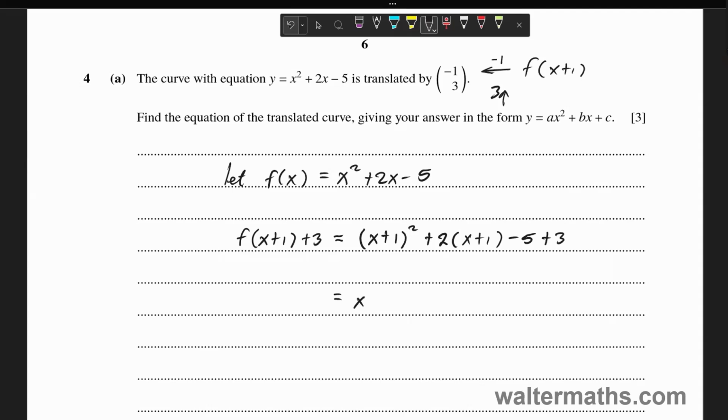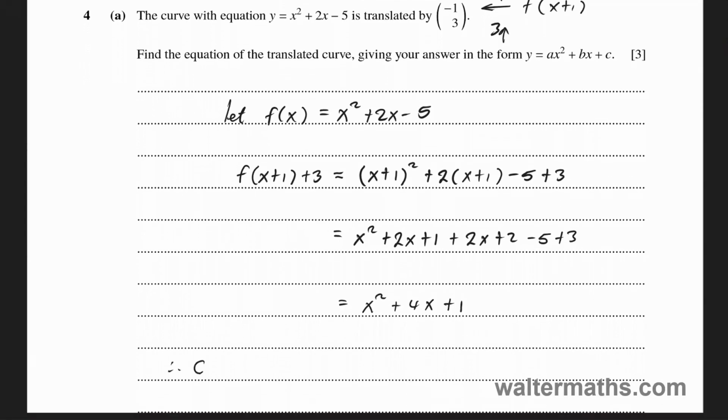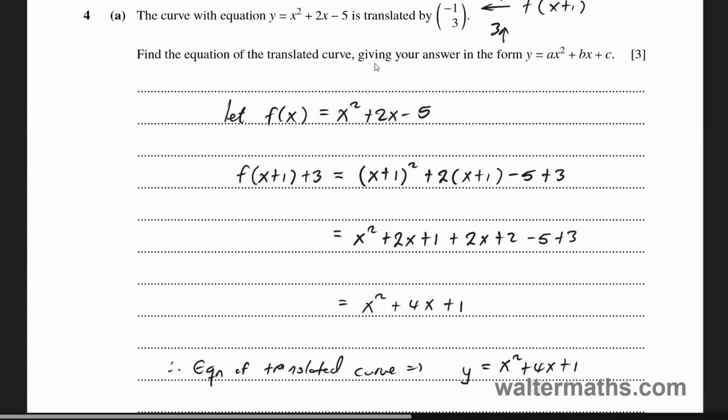Expanding, that gives us x squared plus 2x plus 1, and plus 2x plus 2, and minus 5 plus 3, which therefore gives us x squared plus 4x plus 1 if we simplify it. So we can say that the equation of the translated curve is y is equal to x squared plus 4x plus 1. So that's how we answer this particular question.